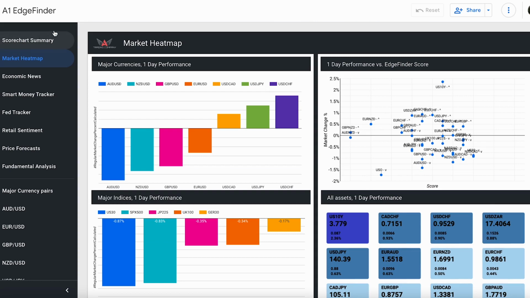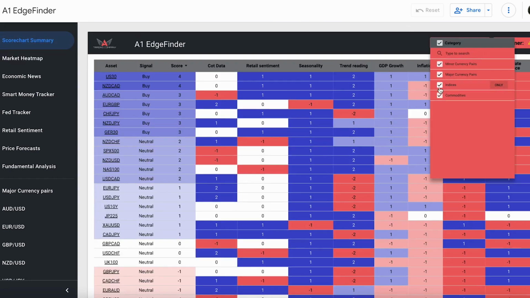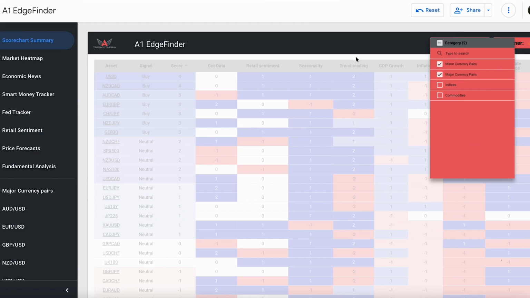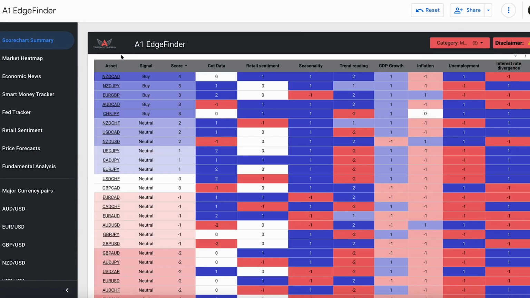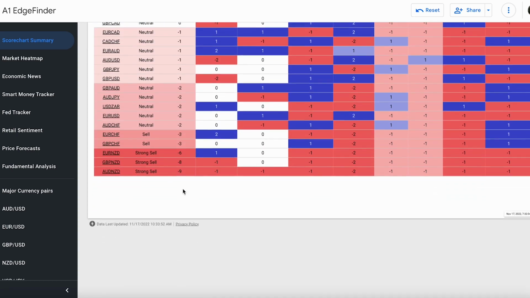So looking at the score chart summary, I'm going to remove our indices and commodities because I just want to focus on currency pairs at the moment. And we can take a look at all of our currency pairs. We have a few new buys. Our biggest buy yesterday, I believe, was CHF JPY with a score of +5. I think that was correct. NZD CAD is our new biggest buy with a score of +4. And down here at the bottom, we have the same strong sells with Aussie NZD, GBP NZD, and Euro NZD. These were our biggest sells of the day yesterday as well.